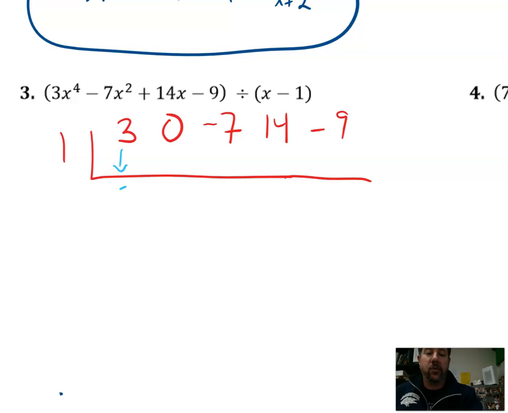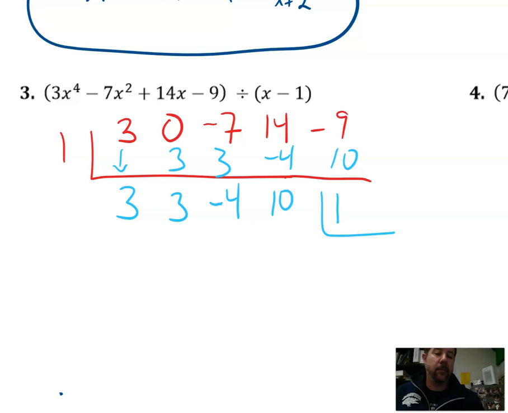Bring down your first one, 3, multiply, 3, add, 3, multiply, 3, lots of 3s, add, no more 3s, negative 4, multiply, negative 4, add, 10, multiply, that's 10, and then add, I get 1, and again, that last guy is my remainder. This one's a little bit different, not just because it's a little bit longer, but same idea.